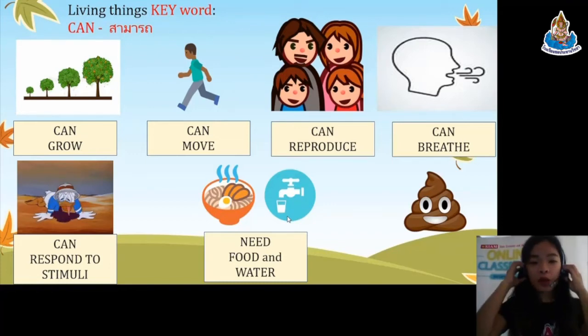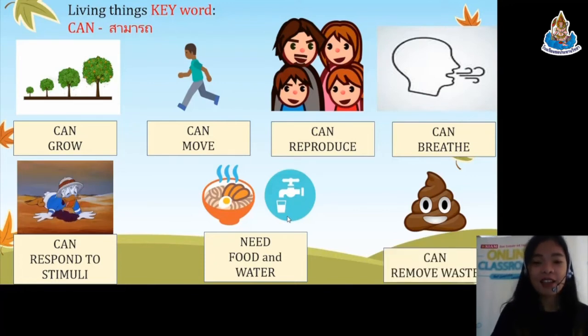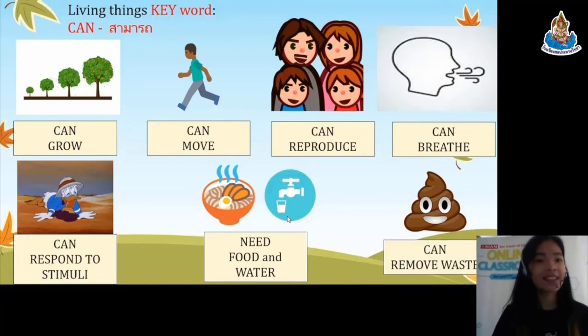So what do we do when we don't need the things that we eat? When there's bad things in our body? So living things can remove waste. Very good. Again, we're going to repeat the words.